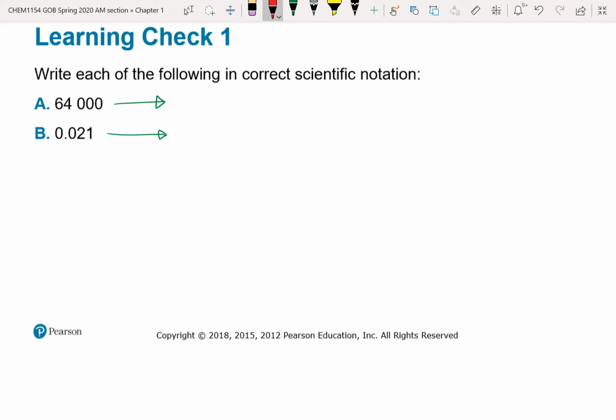All right, so 64,000, we don't see a decimal point. We assume it's at the end. Over here, move the decimal point 1, 2, 3, 4 places. So we get 6.4 times 10 to the 4. Makes sense. My power of 10 there is positive. We had a big number to start with. All right, 0.021, there's our decimal point. We move it 2 places to the right, so we end up with 2.1 times 10 to the negative 2. Negative exponents suggest that it's a small number that we started with, and it is.